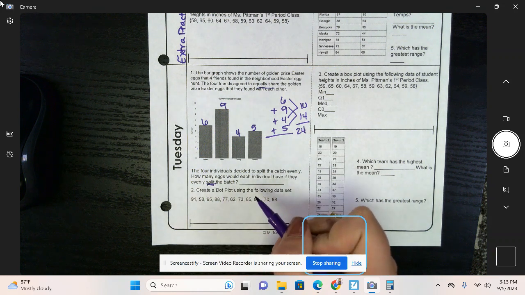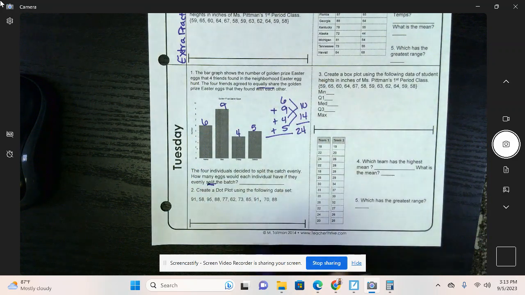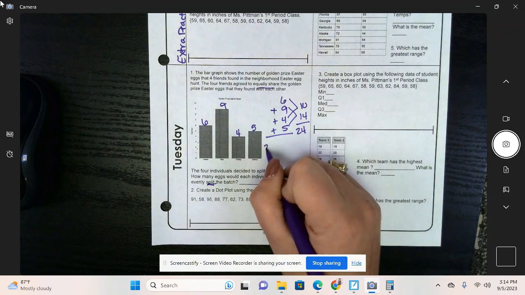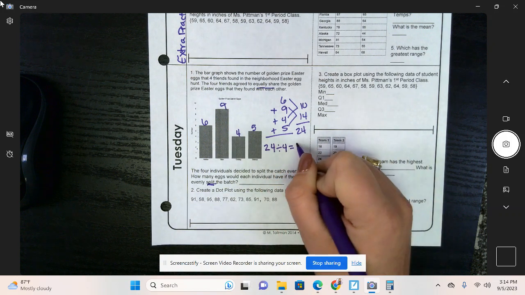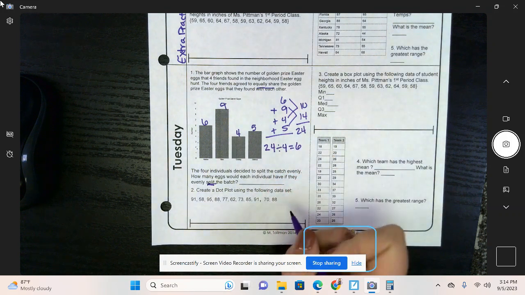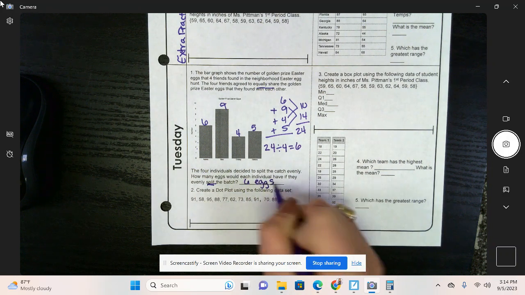Splitting means what operation? Division. You're right. Like I'm going to go and give 1 here, 1 here, 1 here, 1 here, and I'm going to keep doing that until I run out of eggs. And that continual splitting over and over is called division. So I'm going to do 24 divided by 4 friends gives me a total of 6. So each friend should get 6 eggs.